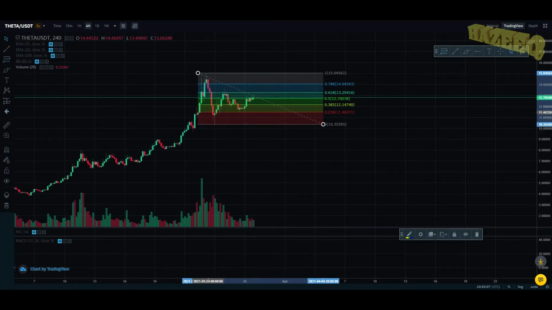Now you can do the opposite, where you go from low to high in an uptrend. So now we are in a downtrend from this impulsive wave. That's why we go from top to bottom. If we were to have another impulsive wave over here, then we would start this Fib retracement from here all the way to the top.